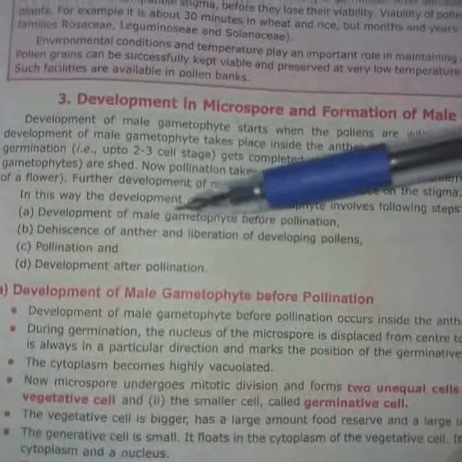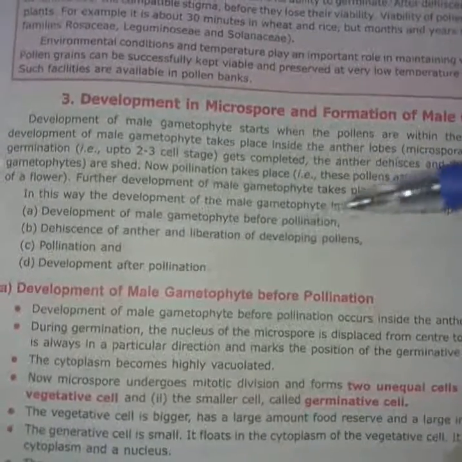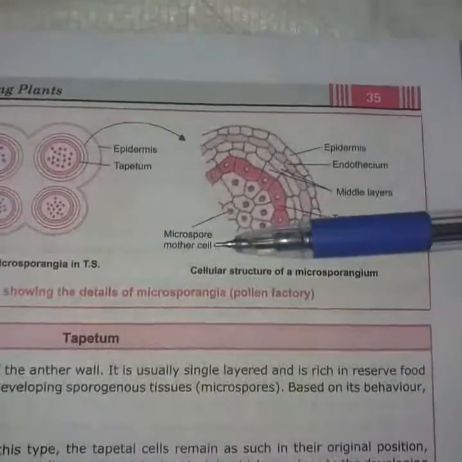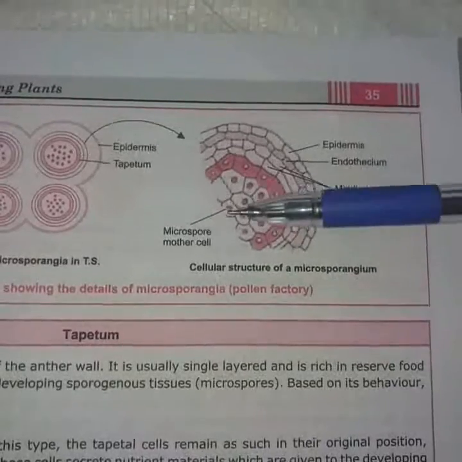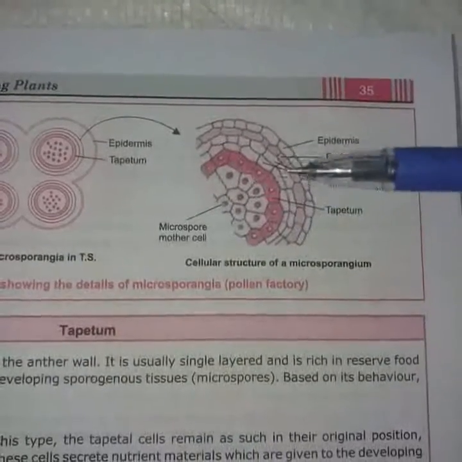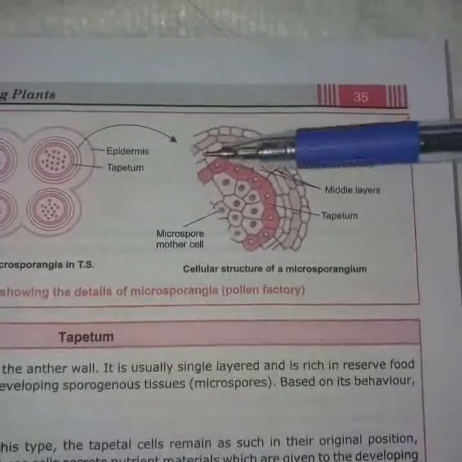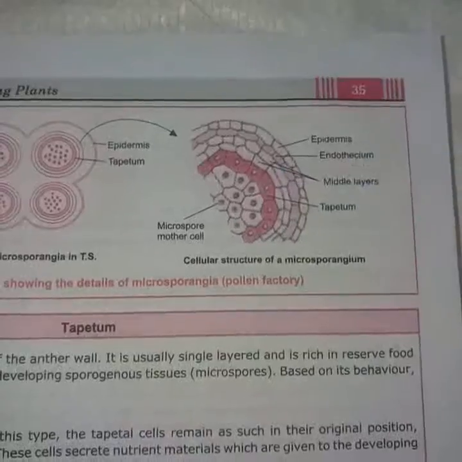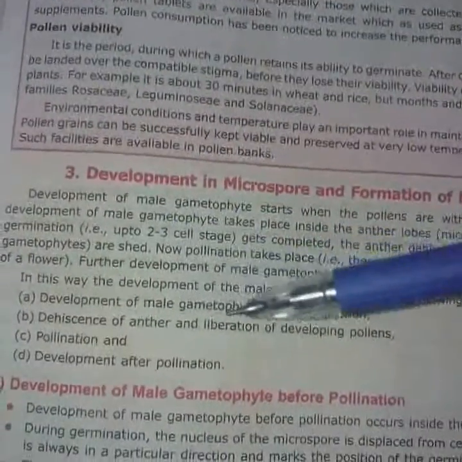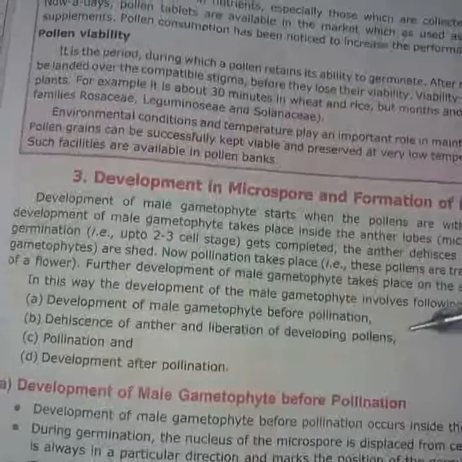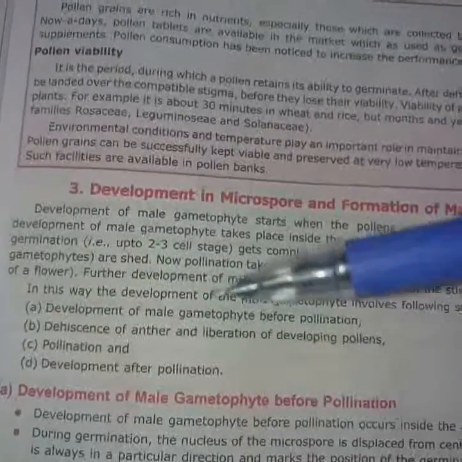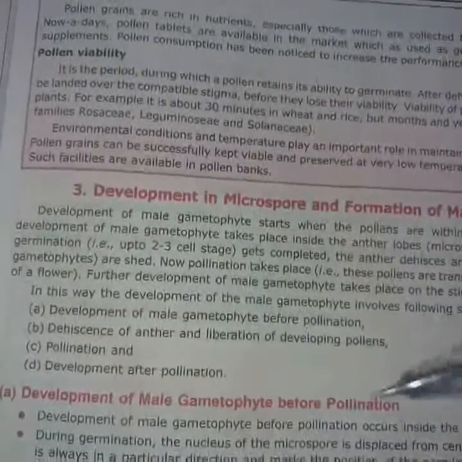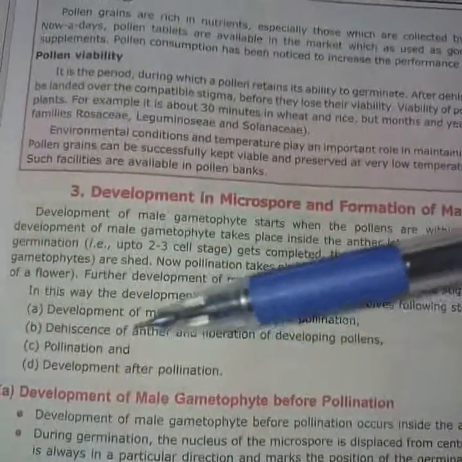And descent of anther and liberation of developing pollens. This condition, descent of pollen grains or microspores in anthers. So these are the conditions of descent of anther and liberation of developing pollens. When the developed pollens are liberated onto the female stigma, then pollination starts.